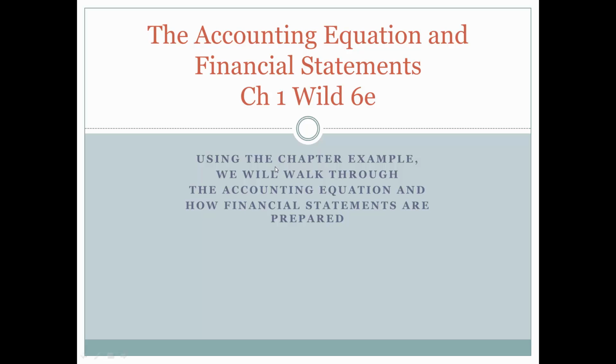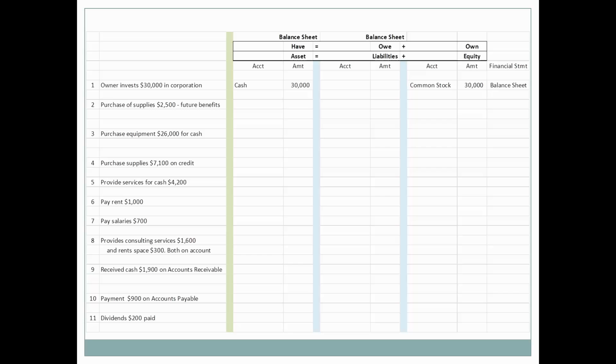The Accounting Equation and Financial Statements, Chapter 1 of Wild 6th edition. Using the chapter example, we will walk through the accounting equation and how financial statements are prepared. You may want to pause here and get your accounting equation out for Chapter 1 so that you'll be able to better understand what we're trying to accomplish. We're going to look at a series of 11 transactions and see how they affect the accounting equation.